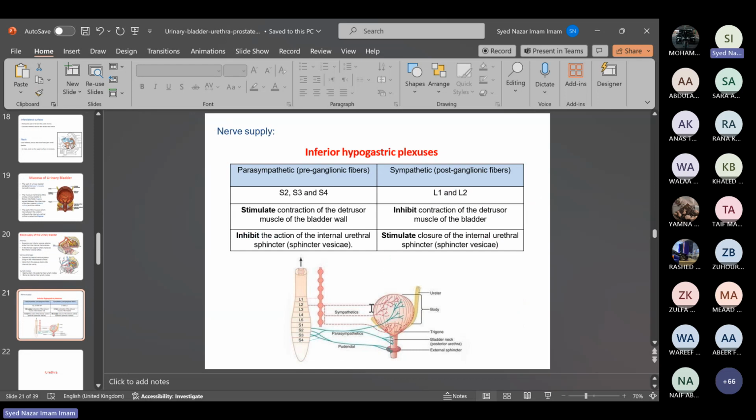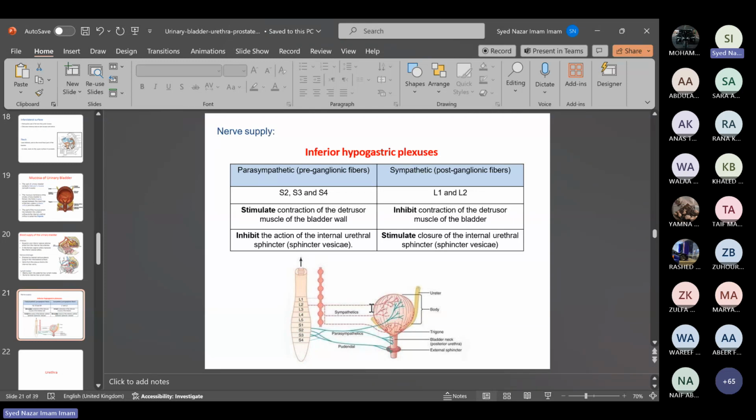Nerve supply, you have already learned about it. We have the parasympathetic. Parasympathetic is craniosacral. So cranial is not coming here, so the sacral is left. What sacral segments? We have already learned about it. It is S2, S3, and S4. This is parasympathetic.